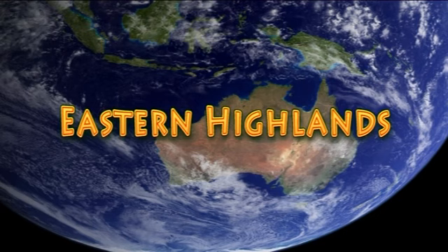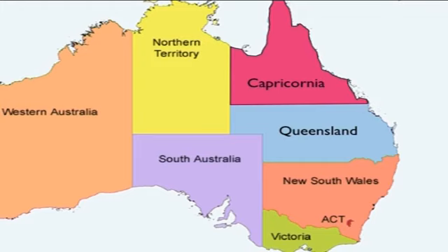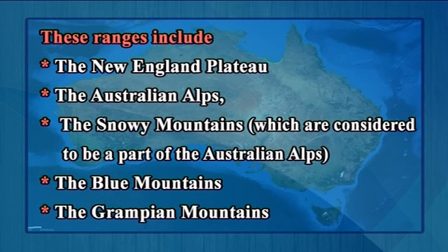Eastern Highlands. The Eastern Highlands region of Australia is the highest part of Australia, being a series of hills, mountains and plateaus. This area is also known as the Great Dividing Range, which is further subdivided into smaller ranges. These ranges include the New England Plateau, the Australian Alps, the Snowy Mountains, which are considered to be a part of the Australian Alps, the Blue Mountains and the Grampian Mountains.